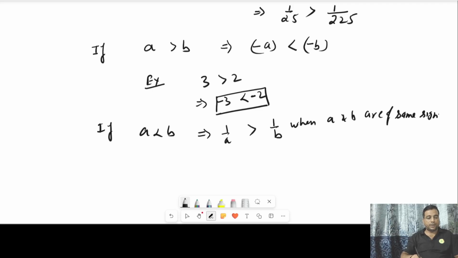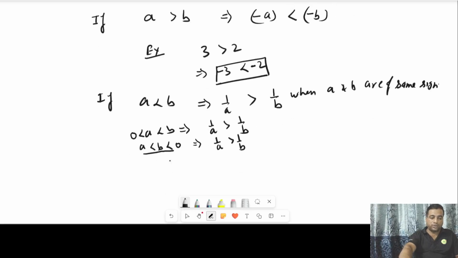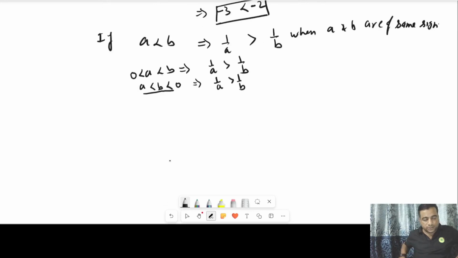Means if a is less than b and both are positive, greater than 0, it implies that 1 upon a is greater than 1 upon b. And let a is less than b and it is less than 0, both are negative. So it also implies that 1 upon a is greater than 1 upon b. So a and b must be of the same sign. Now I am coming to the next concept.